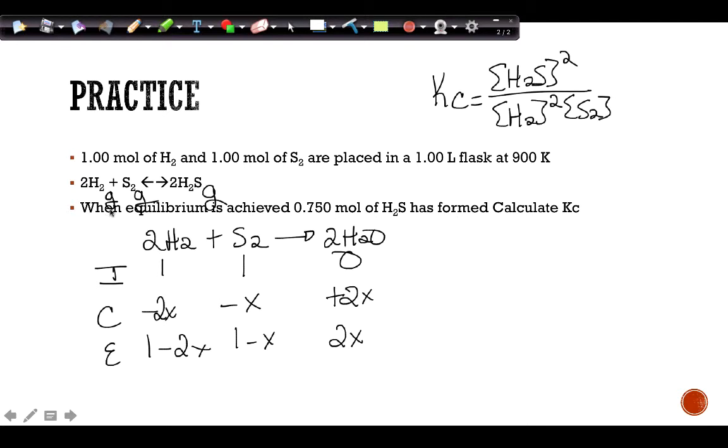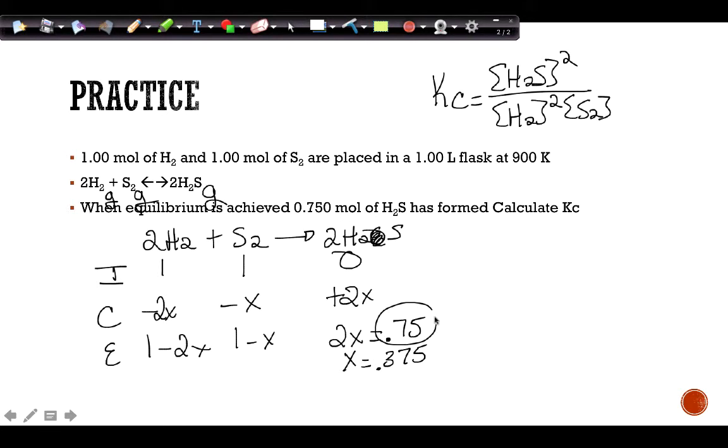So it also tells us, though, that when equilibrium is achieved, 0.75, and this is not H2O, this is H2S, 0.75 moles of H2S has formed. Well, that's their concentration at equilibrium. So if it gives you initial concentrations and 1 equilibrium concentration, you need to figure out what x is so you can get the concentration of everything at equilibrium and then solve for Kc. So 2x is 0.75, well then x should be 0.375.